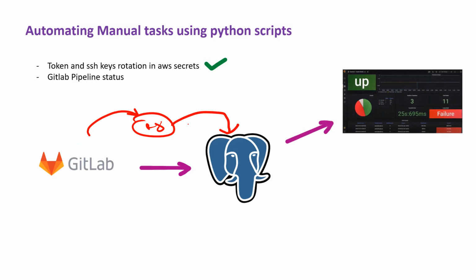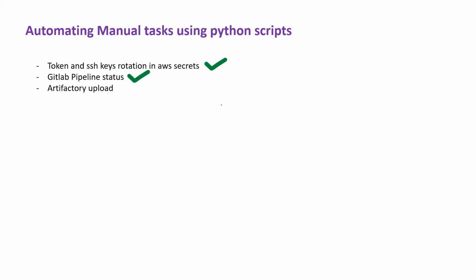And this was really helpful because by using this data, we could also judge a lot of things: how much load there will be, how many pipelines will be running on certain days. All those metrics were captured, and it was really helpful as well. So this is where we used the Python script to get the data from GitLab and insert it into the Postgres database. And the next one is Artifactory upload.